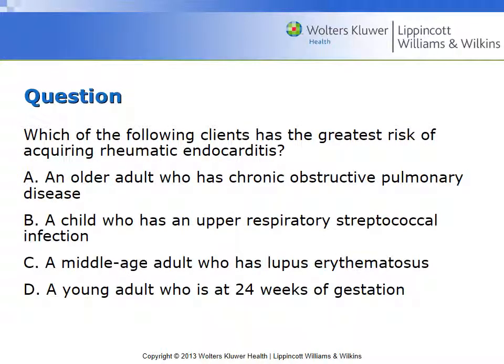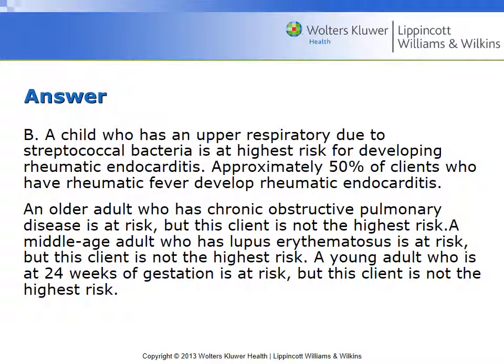Which of the following clients has the greatest risk of acquiring rheumatic endocarditis? B. A child who's had an upper respiratory infection due to streptococcal bacteria is at the highest risk for developing rheumatic endocarditis. Approximately 50% of clients who have rheumatic fever develop rheumatic endocarditis.